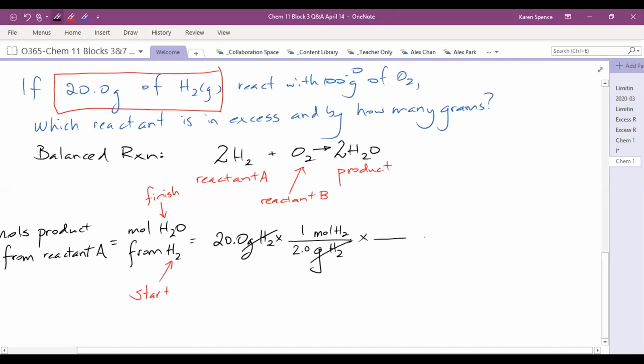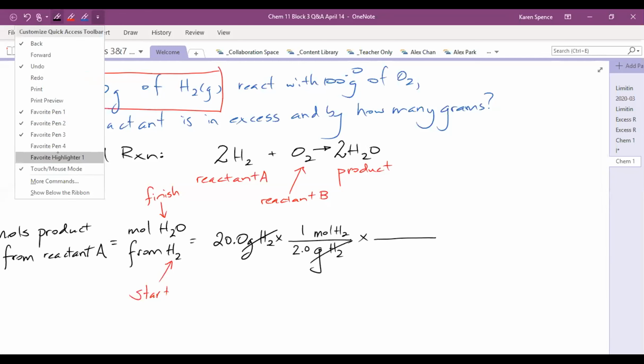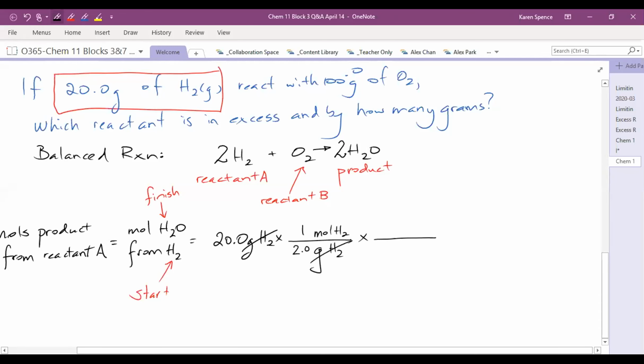Okay, next we have to convert moles of H2 into moles of H2O. So we want to cancel the moles of H2 and we want to find the moles of H2O. Where do we get the numbers for that conversion factor?